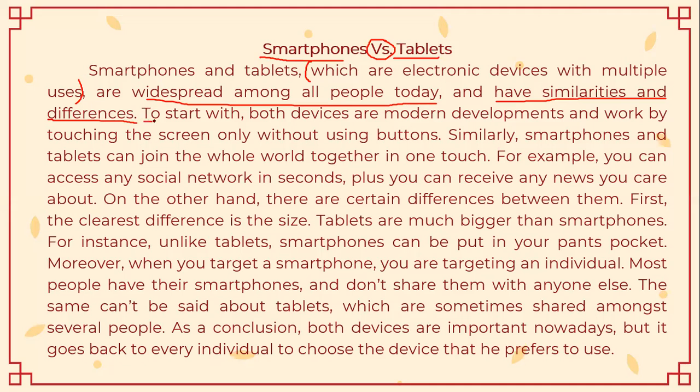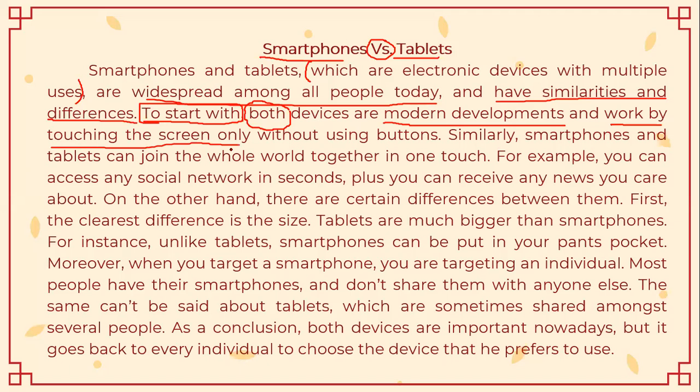To start with, this is one of the linking words which is very important and is graded. To start with shows me that I'm going to start with the supporting sentences. Both shows similarities, so I'm going to start with the similarities. Both devices, I mean both smartphones and tablets, are modern developments. They are modern developments and work by touching the screen only.